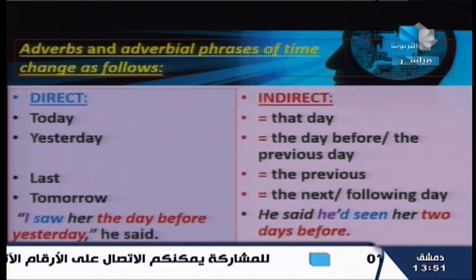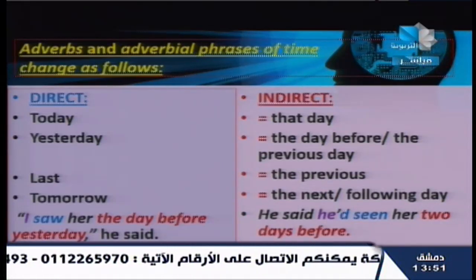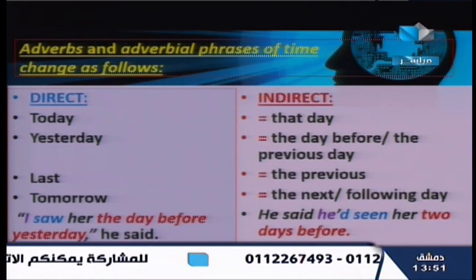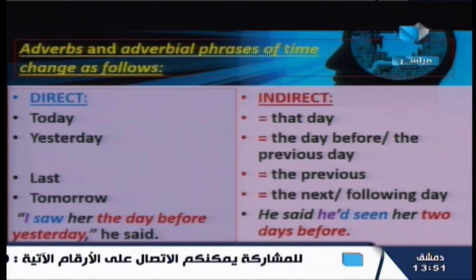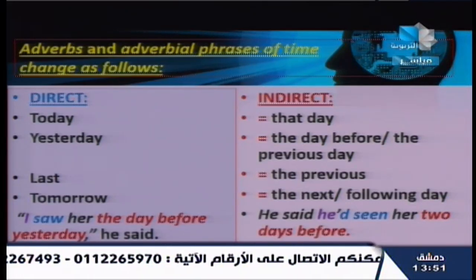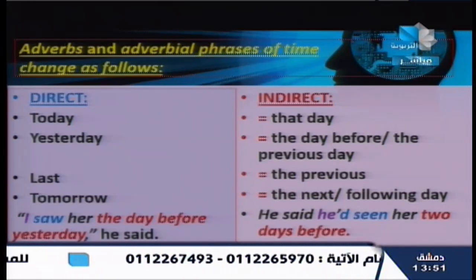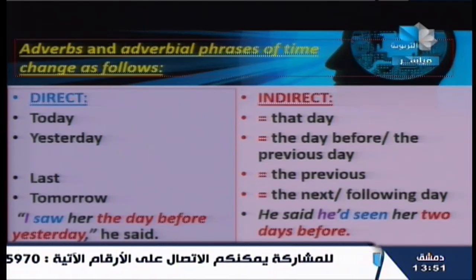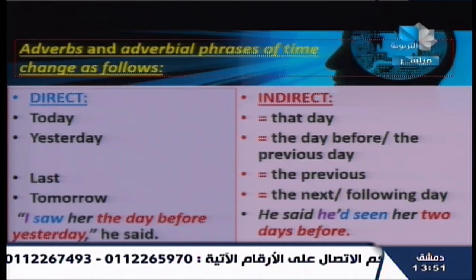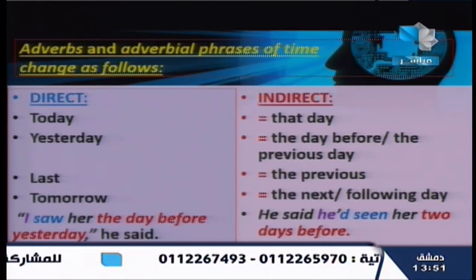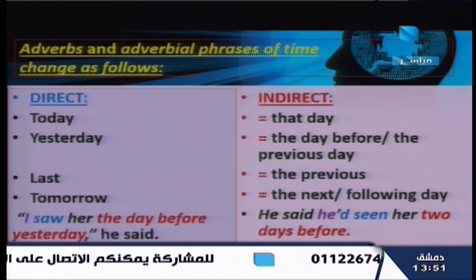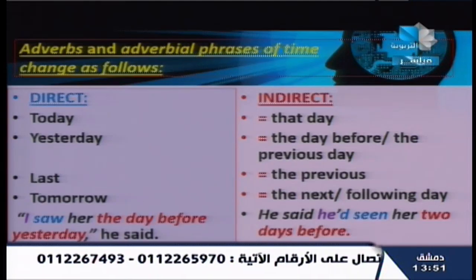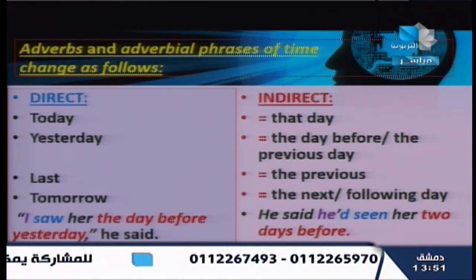Okay. As we said, some adverbs or adverbial phrases of time also change as follows: those which refer to something near should become something remote or far away. Today, when it is direct; when it is indirect, it should be that day. Yesterday can be the day before or the previous day. Last week, last night, etc. can be the previous. Tomorrow can be the next or the following day. Example, of course: I saw her the day before yesterday. When it is reported, he said he had seen her 2 days before. As you see, the day before yesterday goes back 2 days before. We go back in time. Yes, that's right. Thank you.